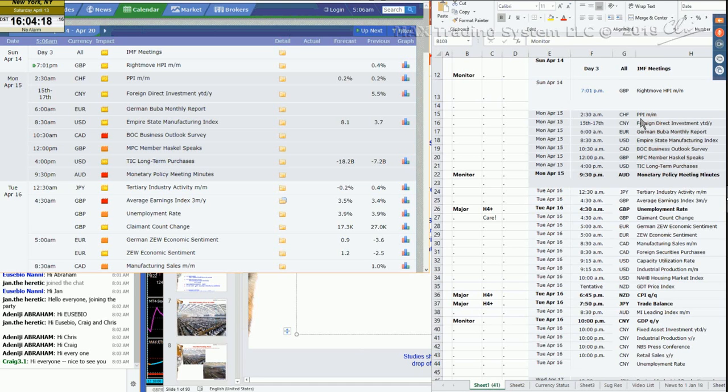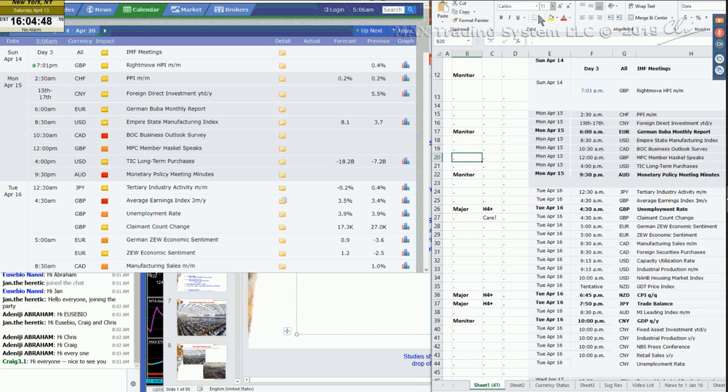Okay, on Sunday, nothing really special, simply monitor some conclusions by the IMF. On Monday, I will monitor the German Bundesbank monthly report. Then I will monitor the OZ monetary policy meeting minutes.